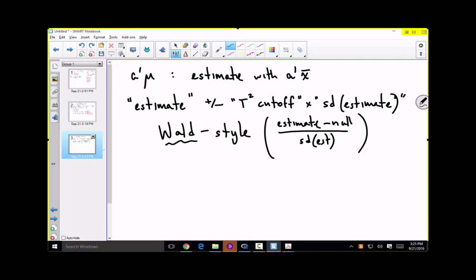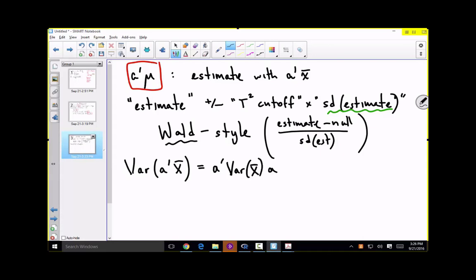In our context, we're thinking about an interval for some linear combination of the mu's. The reason I'm writing all this is I'm going to ask, what is the SD of the estimate? We need that. That's what's on the slide. Let's think about that. The variance of A transpose x bar, my estimate. The variance of a constant times a random variable we've seen before, topic 2, I think. It can be written as A transpose variance of x bar, A.